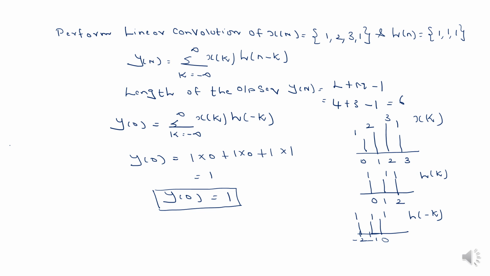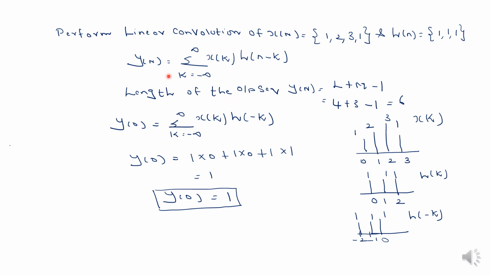x of n is given by 1, 2, 3 and 1, and h of n is given to be 1, 1 and 1. So in order to compute linear convolution using the graphical method, the formula is y of n is equal to summation k tends from minus infinity to plus infinity x of k into h of n minus k.